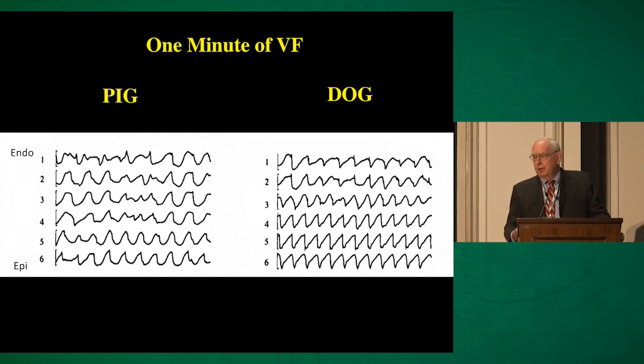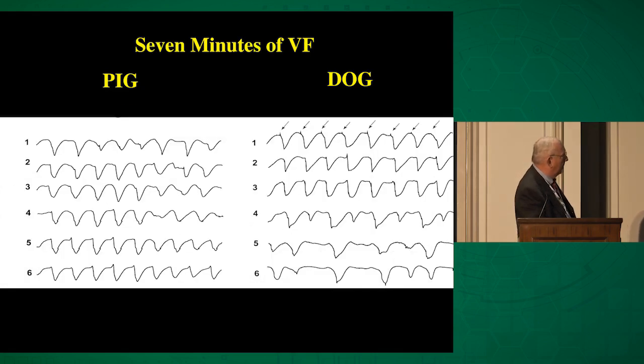But then as VF continues, we noticed something fascinating. In the pig, the VF slows a little bit, but it's still going about as fast on the endocardium as the epicardium. But in the dog, it's going faster, still fast on the endocardium, but it's going more slowly on the epicardium. And we could track out some of these activation fronts. This looks like it's starting here, going out through the wall. This next one is going about halfway through the wall and blocks. The next one's going through the wall.